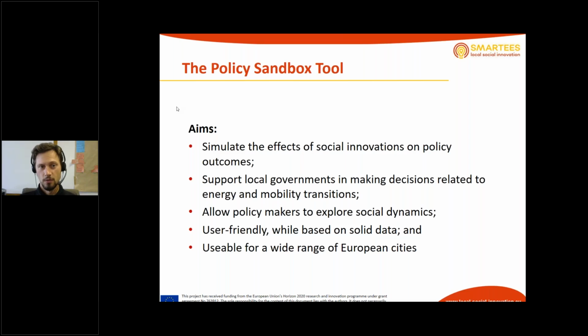And yeah, the tool aims to enable the user to explore social dynamics. And I think Isabel also mentioned that this is what SMARTEES tries to find out: how are social dynamics developing throughout social innovation experiments or actions. We tried to create a user-friendly tool, but you'll find out in a minute yourself if this is the case. And we try to make it usable for a wide range of European cities. In the end, we picked a small number for feasibility reasons, but we tried to spread across different areas in Europe.